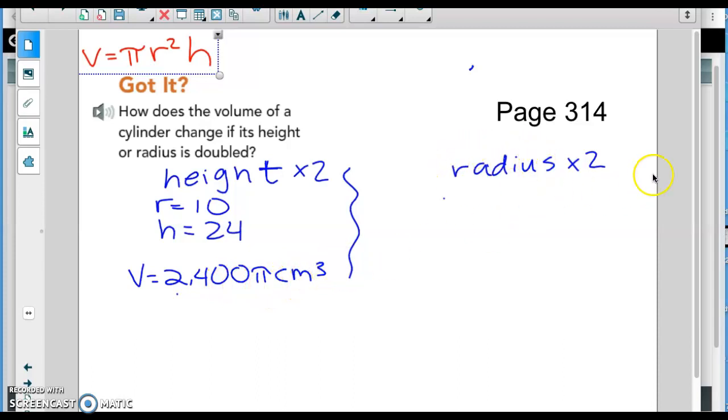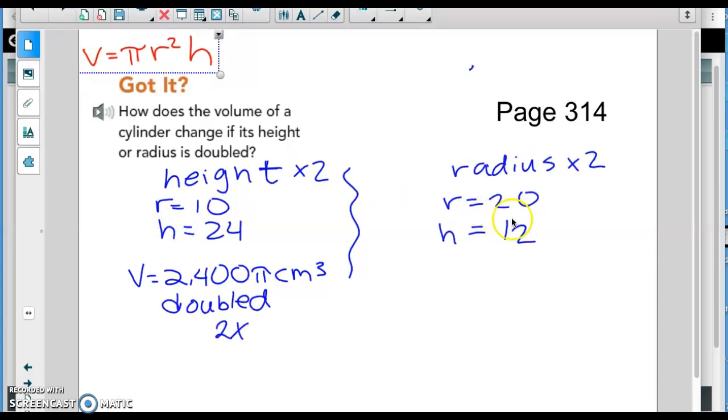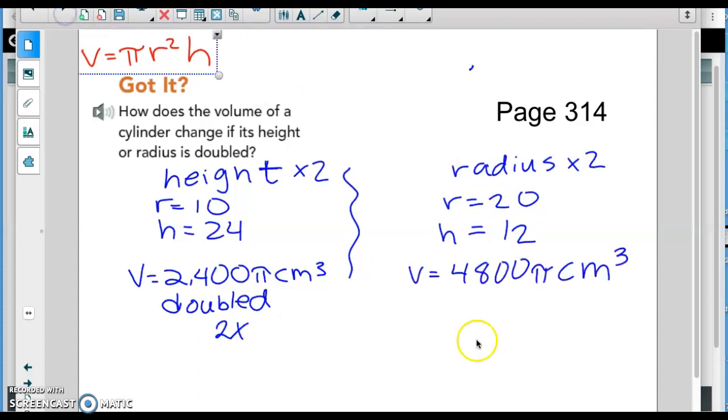Well, what if we doubled the radius instead? So let's keep our height down at 12 and our radius doubled to 20. Well, that would be 20 squared times 12. 20 squared times 12, we'd get 400 times 12, we're going to get 4,800 pi centimeters cubed.